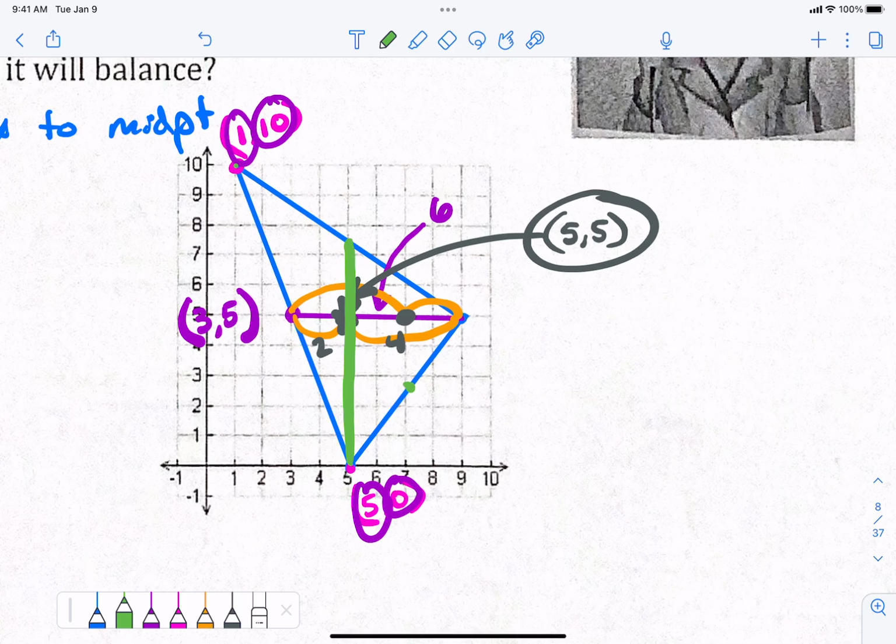But when you're doing the centroid, try to find the line that is either a horizontal or a vertical line to make it really nice to just count them, right? Okay, so we want to be able to do that. Got it? The 5, 5 is the centroid for that one.